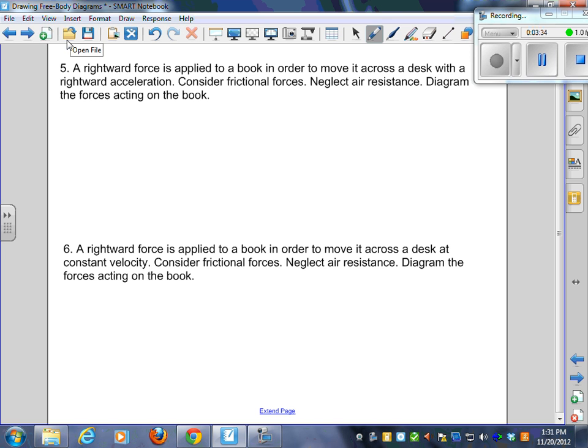A rightward force is applied to a book in order to move it across a desk with a rightward acceleration. Consider frictional forces, neglect air resistance, diagram the forces acting on the book. Weight force. Is the normal force balanced? It is, but it's moving to the right with a rightward acceleration, and there is friction. So you put the friction over here, and my applied force is going to be much bigger. Yes, good.